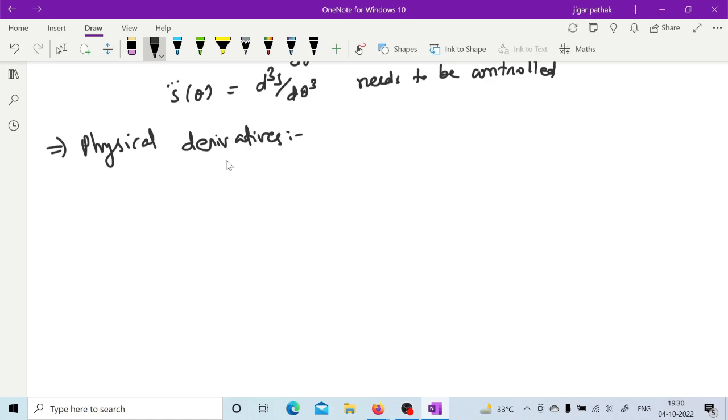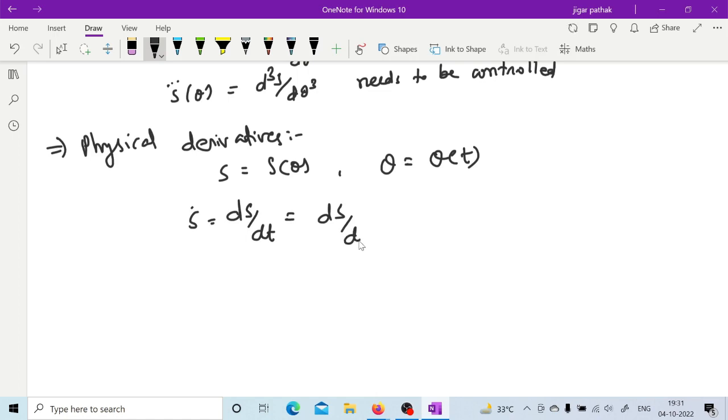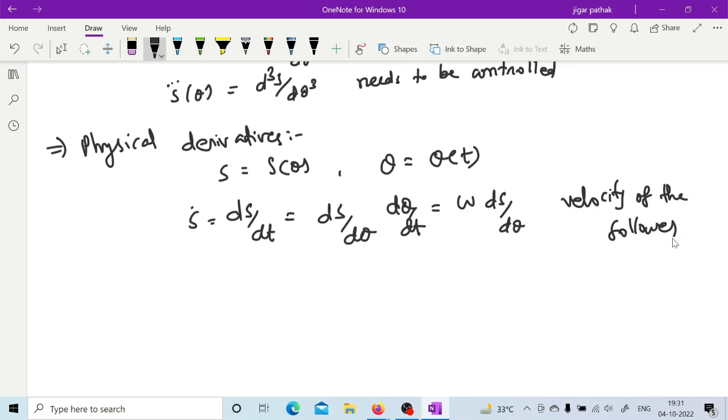Similarly, we can also go for the physical derivatives. In that case, as we have written s as a function of theta, theta can be mentioned as a function of time. Now if you go for the first derivative of s with respect to time, then ds by dt can be written as ds by d theta into d theta by dt. That is nothing but omega ds by d theta, and it is going to provide the velocity of the follower.